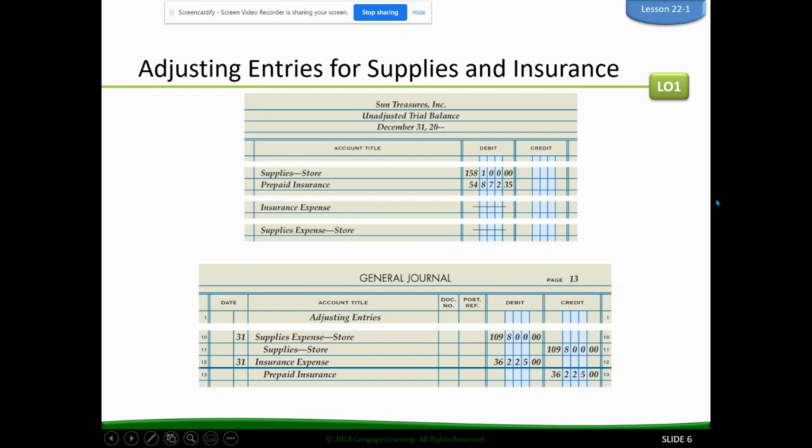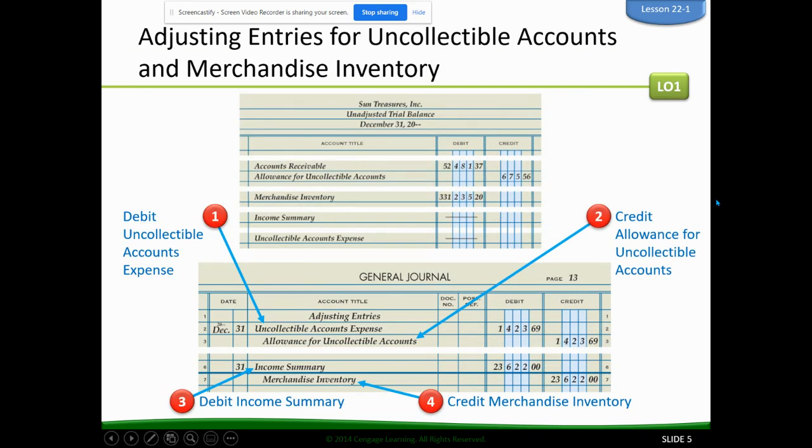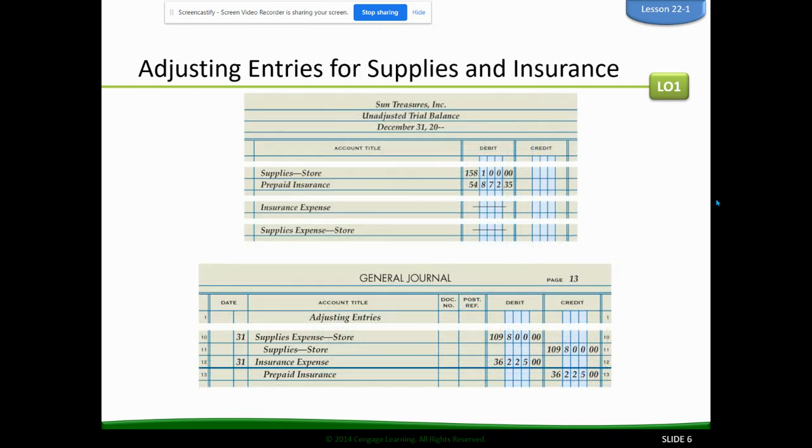So for the previous two, let's just go up. Uncollectible accounts expense and allowance for uncollectible accounts. And remember, you can always pause this. And then income summary and merchandise inventory. Those are our first two. Then we have supplies expense and supplies, and insurance expense and prepaid insurance. Those are our next two. So those are four.